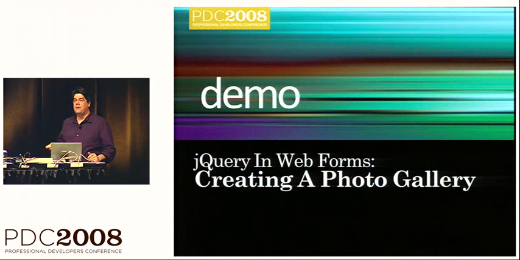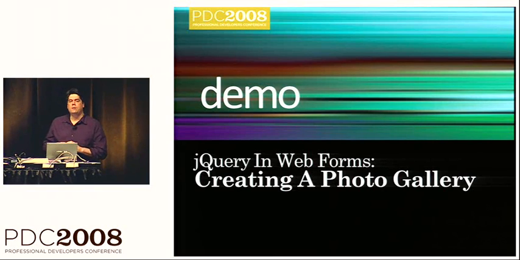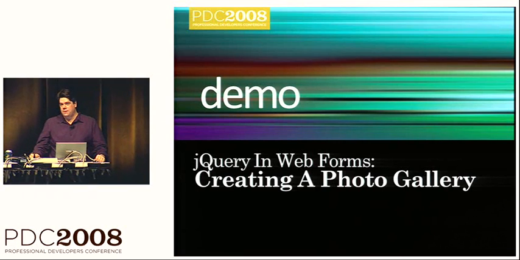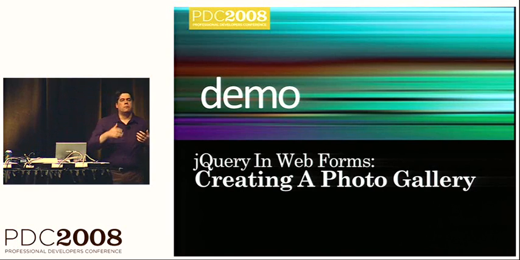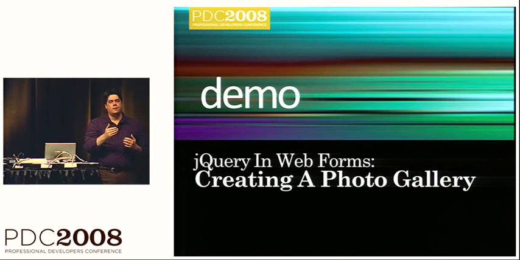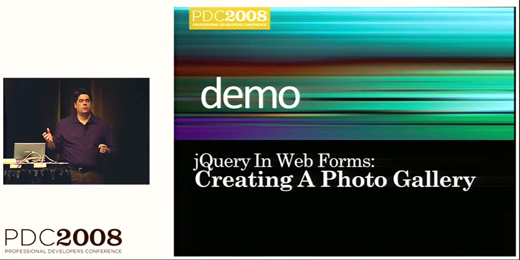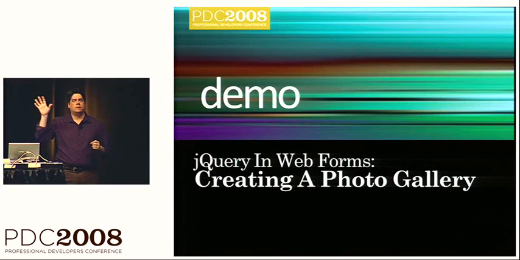All right, so now we get to the demos. First thing I want to show you is a demonstration of using jQuery to create a basic photo gallery application. This is going to be, of course, an AJAX-enabled photo gallery application. That's kind of the point of the talk. So the basic way I want it to work is I want to show a list of photo categories, and then when you click on a photo category, I want to do an AJAX call back to the server, grab matching photos, and then display them.